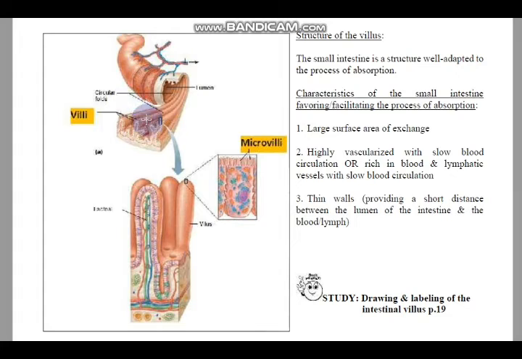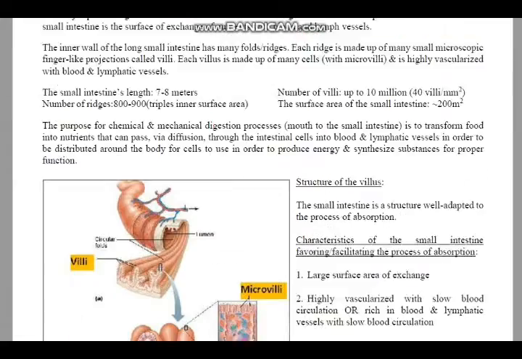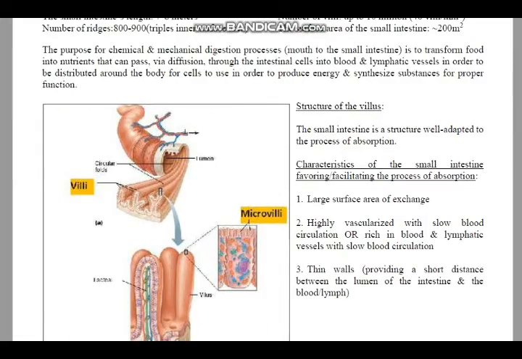So these are the structures of the intestine. We have villi, villus, meaning plural villi. Then there are microvilli, and we said it has ridges and villi. So it has a large surface area due to the villus and villi.